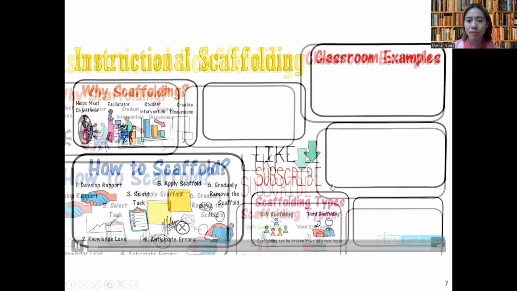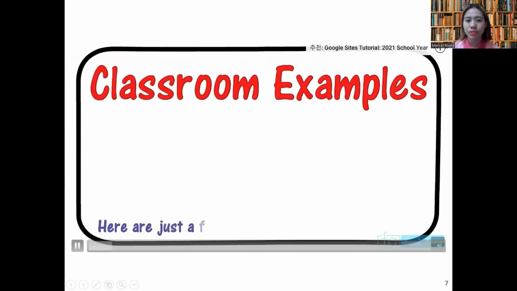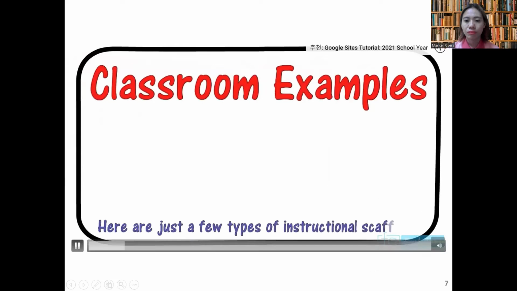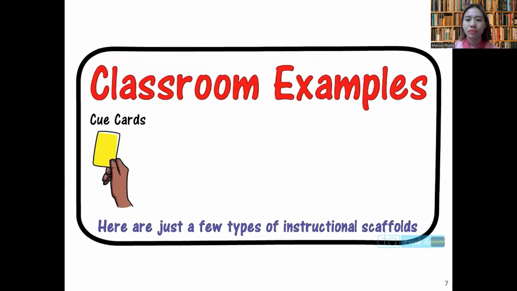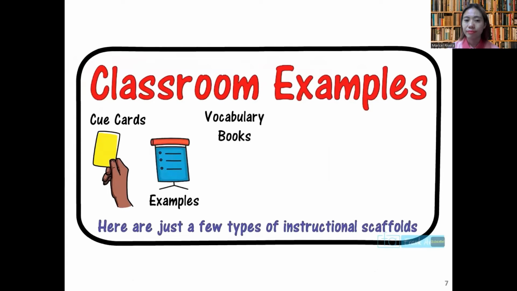Up next is the topic of classroom scaffolding examples. Here are just a few types of instructional scaffolds. First, a teacher can provide cue cards to the students. These cards can have visual representations, mnemonics, and other sorts of information for solving problems. Another type of instructional scaffold is to give students examples of problems. Examples can help students get over the hill when they're stuck on what to do next. Vocabulary books work very well. This will help a student understand the meaning of words in different contexts.